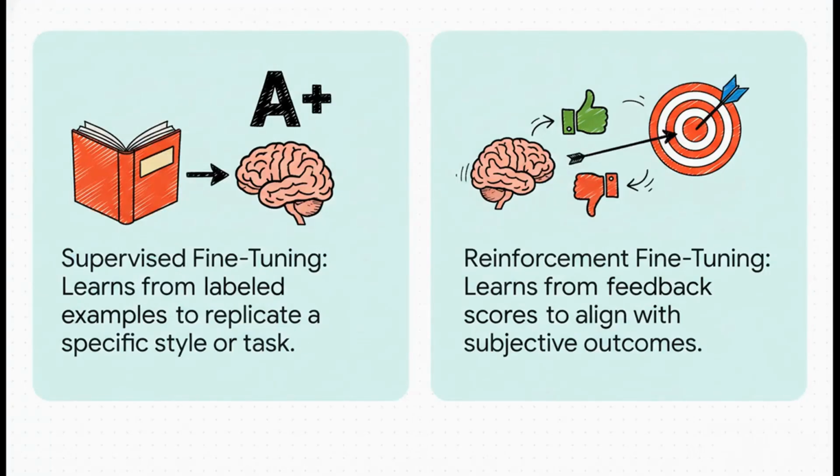On the left, we have supervised fine-tuning, or SFT. This method learns from a perfect answer key. It's all about replication. On the right, we have reinforcement fine-tuning, RFT, which learns from feedback and rewards. It's all about aligning the AI with the outcomes you want. Let's dig into each of these a bit more.